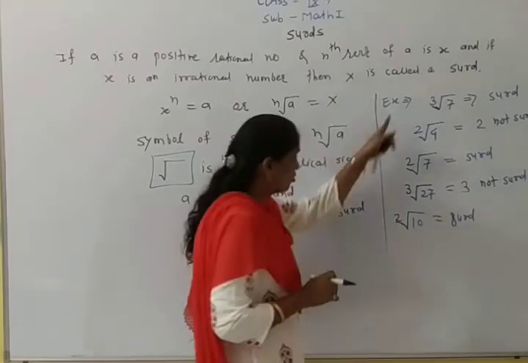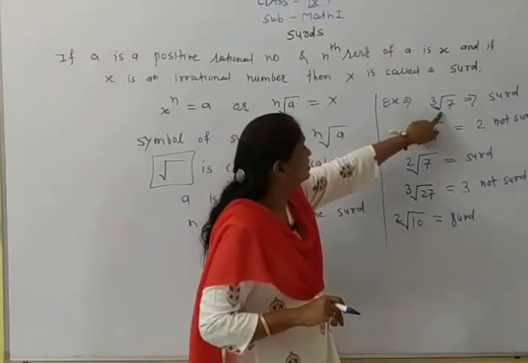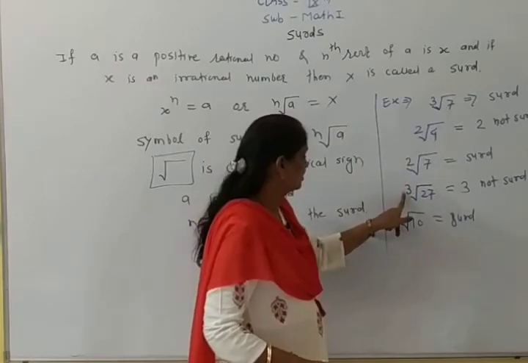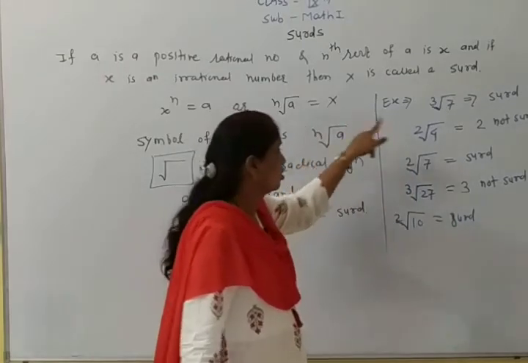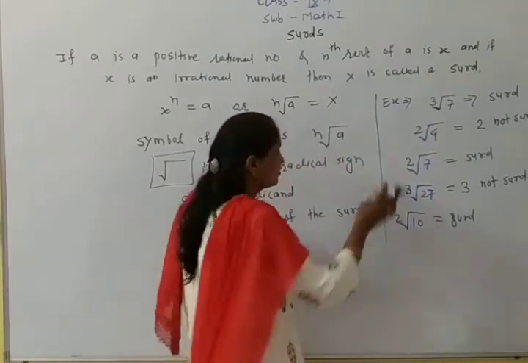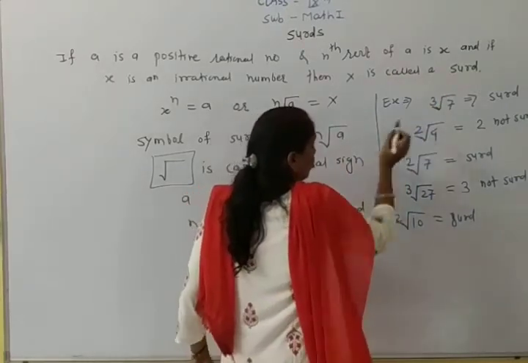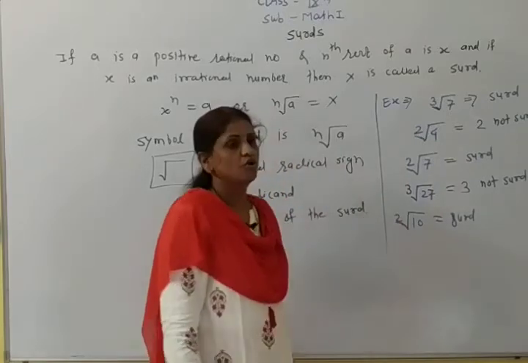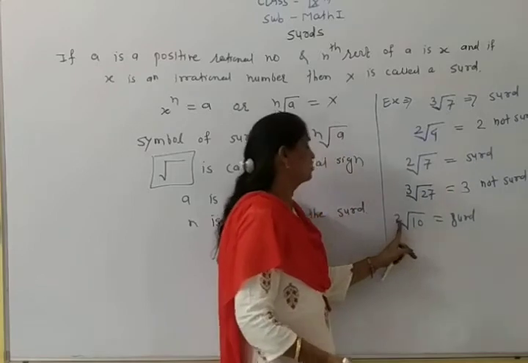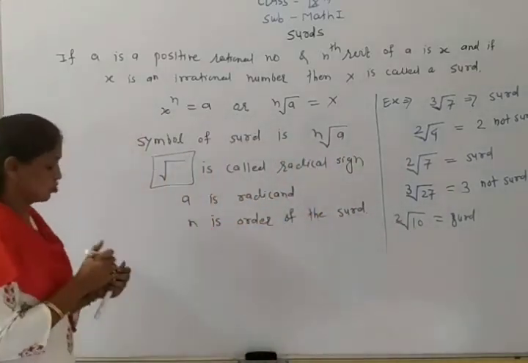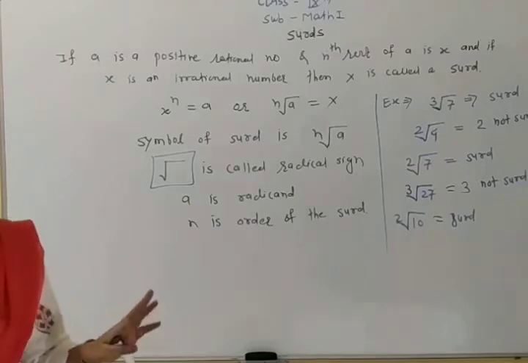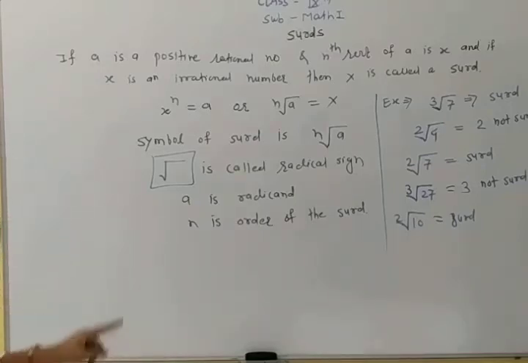The order of this surd is 3. Order is 2. Order is 3. Nth is the order, so this nth is the order of the surd. So 3 is the order of these surds, 2 is the order of these surds. So a number whose root can be solved is not a surd, and one that cannot be solved is a surd.